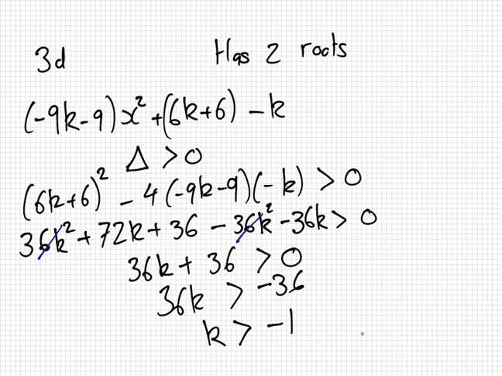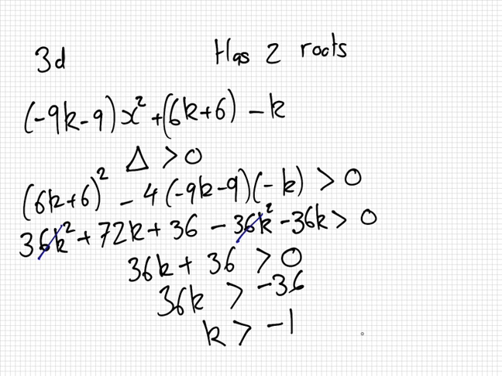Because if it would be minus 1, then the coefficient of x squared would be 0. If k was minus 1, then you see the number at the front, the minus 9k minus 9? That would be 0. And then it wouldn't be a quadratic.